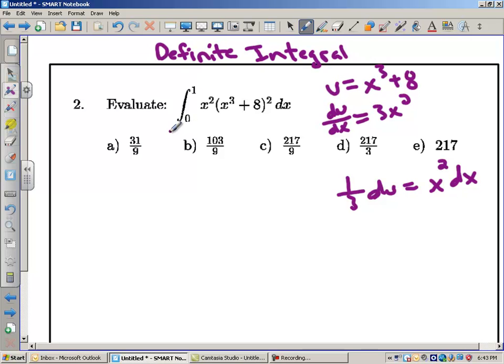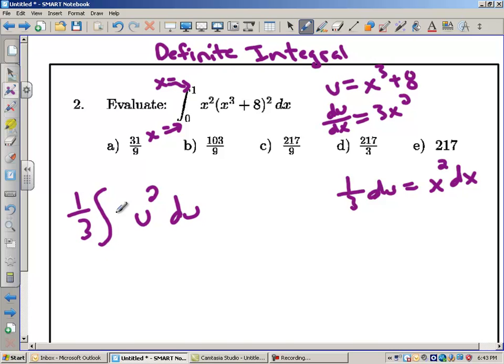But what about these definite numbers here, the 0 and 1? These are x equals 0 and x equals 1. If I'm going to do a full U substitution, I have to change those numbers as well. This is going to be a complete change of variable. So let's see what happens. I've got my u as x cubed plus 8, so there's my u squared. X squared dx was 1/3 du. But now what about the numbers?